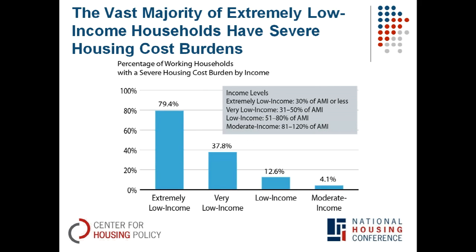Now, let's look at working households with severe housing cost burdens. So what you see in this graph are all of the working households with severe cost burdens broken out by their income level. And you can see that most of these severely cost-burdened working households are either extremely low income or very low income. So these are households who are earning 50% of their area median income or less.